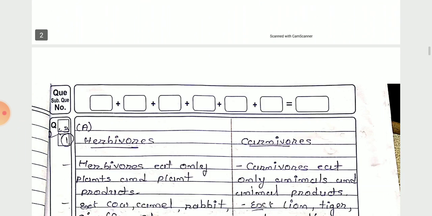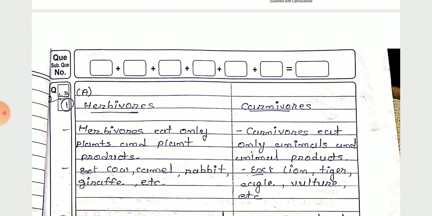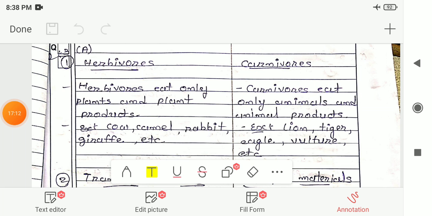Now, third question, question number 3A. In your paper, it was: write the difference or differentiate between the following. In this, a total of 3 differences were given to you. You have to write any 2, and the total marks were 4. Each difference carries 2 marks. So let me see the first difference.